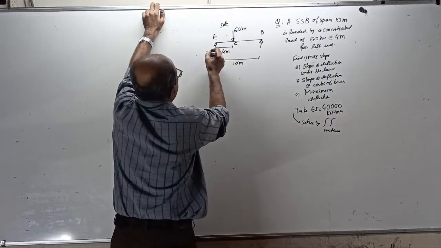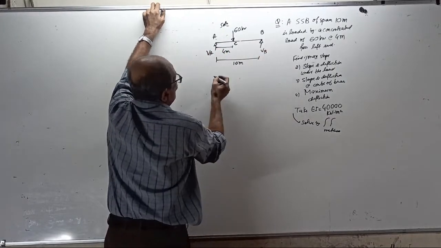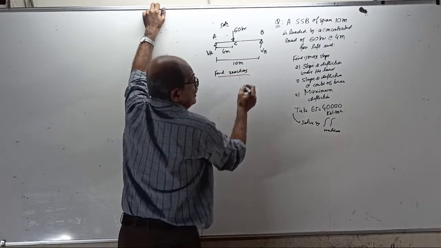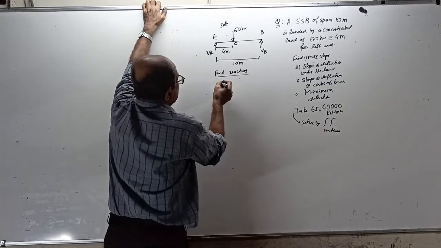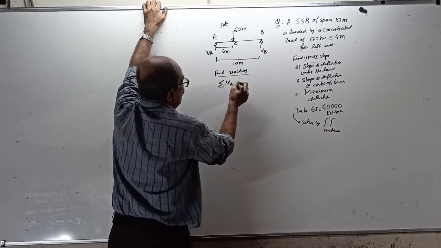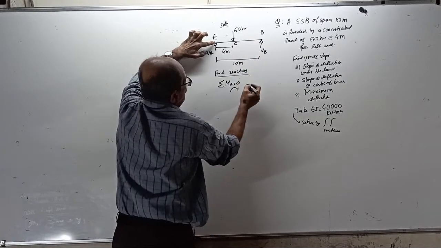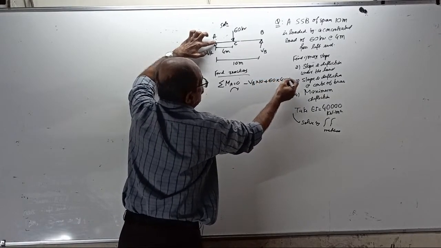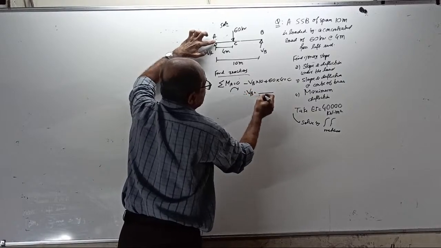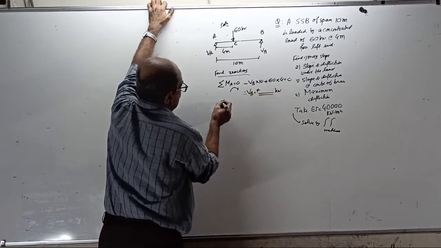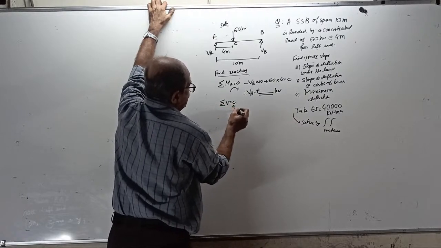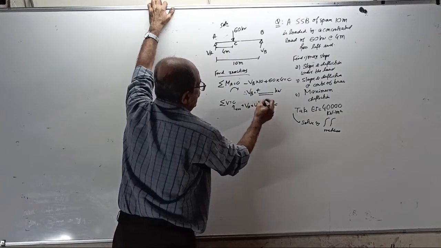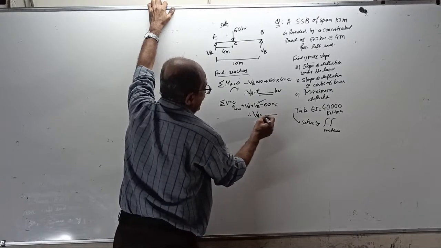Okay, start. Reaction VA, reaction VB. First, find the reactions. Last time, total load by 2, but that does not apply here. Apply sigma M about A equal to 0. Take clockwise positive: minus VB into 10 plus 60 into 4 equal to 0. Therefore, tell VB value first, in kilonewton. Plus will come. Sigma V equal to 0, upward positive: VA plus VB minus 60 equal to 0. VB is already known, therefore get VA in kilonewton.